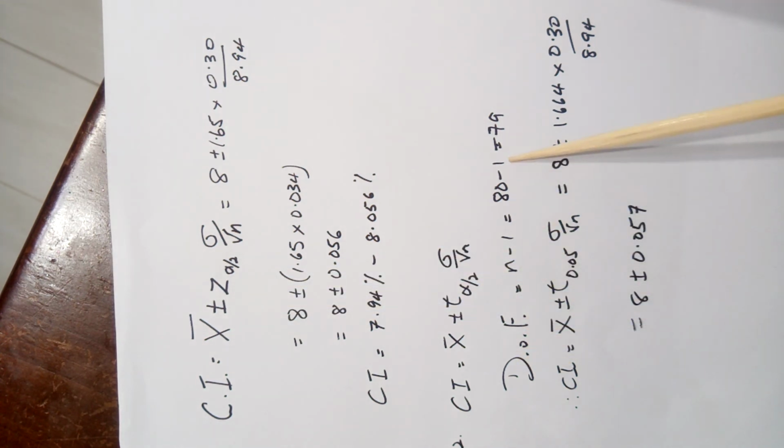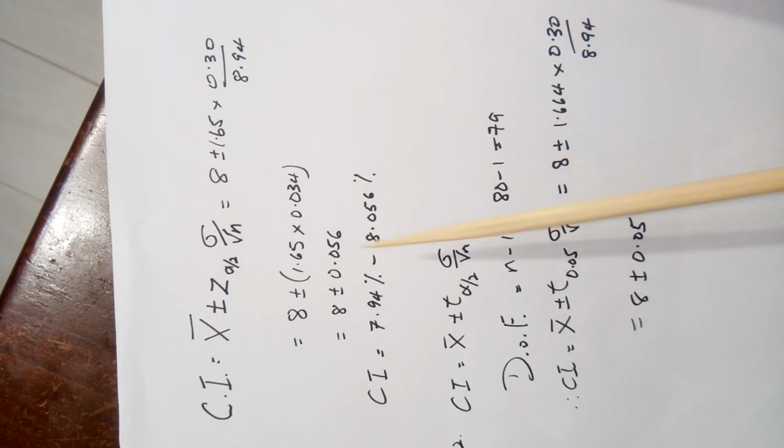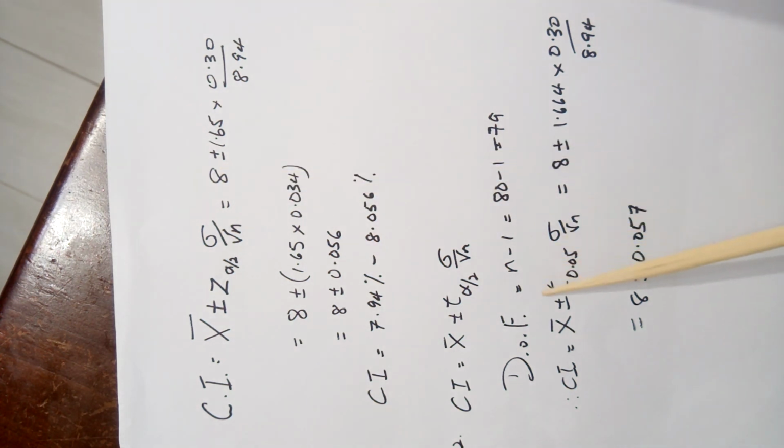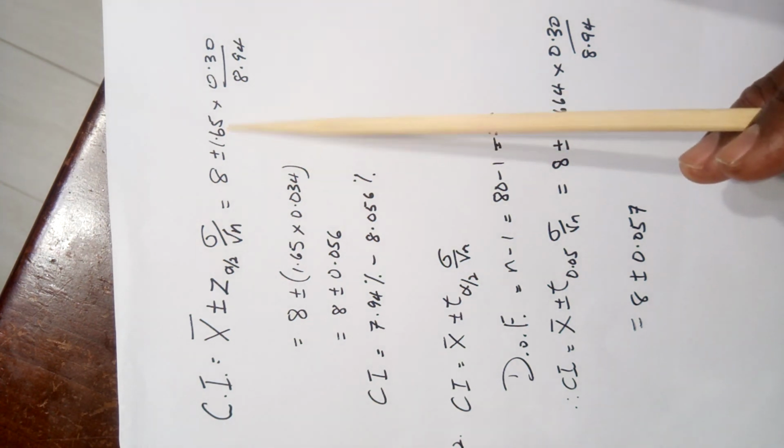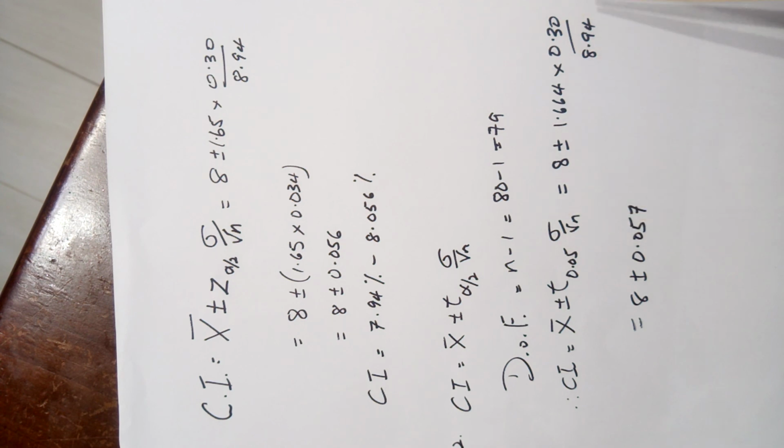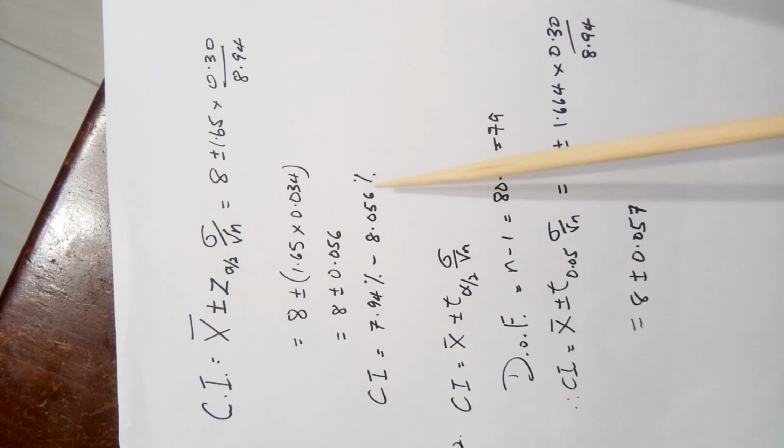Now, degrees of freedom, n minus 1, leads us to 79. But your tables probably don't have 79, so we use 80 instead. And so we set out the problem, same 8 for X bar. Now our T statistic for 0.05 gives us 1.664, which as you can see is quite similar to 1.65 here for the Z statistic. The standard error is unchanged. And so the confidence interval using the T statistic is very, very similar in this particular case.